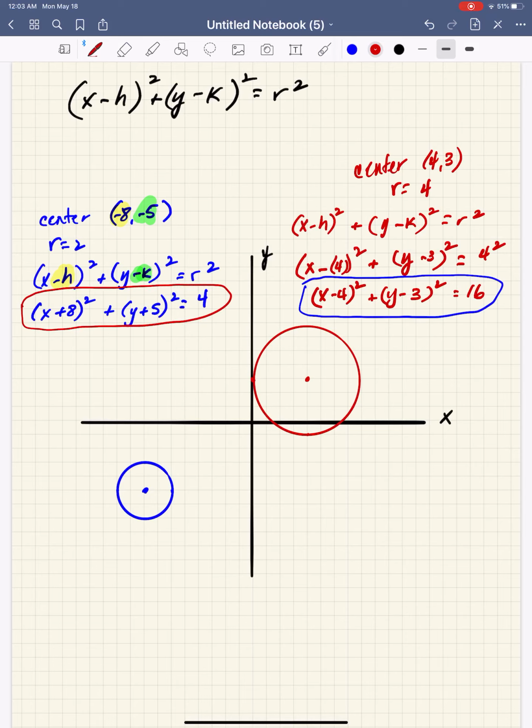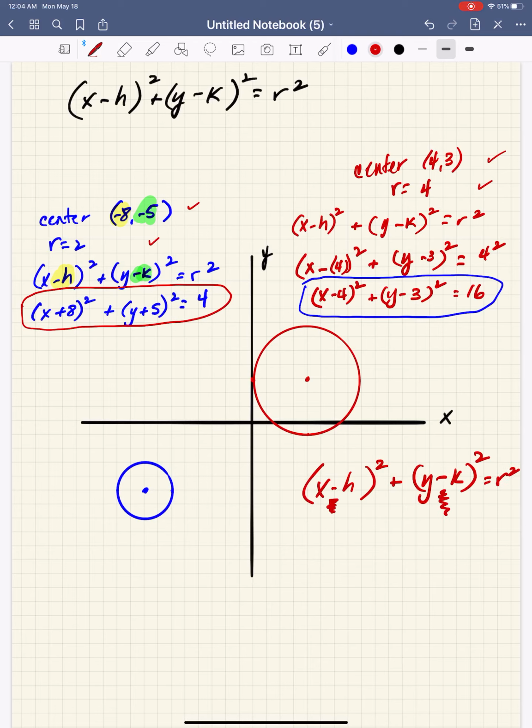So let's just recap a little something. I find the center, I find the radius. Here's the center, here's the radius. Substitute your values in. Now, because the formula has that x minus h, that minus part right there, minus again, and then the radius squared.